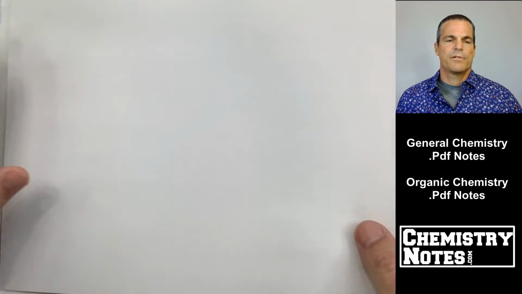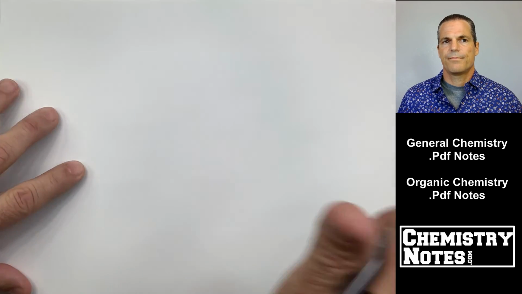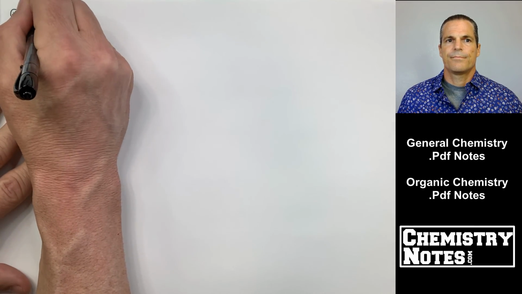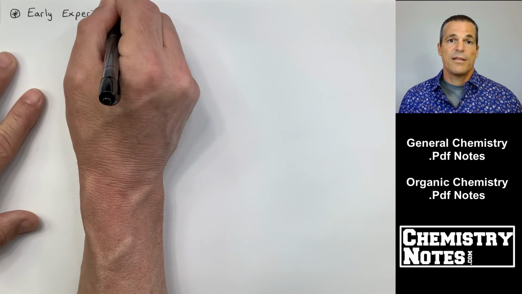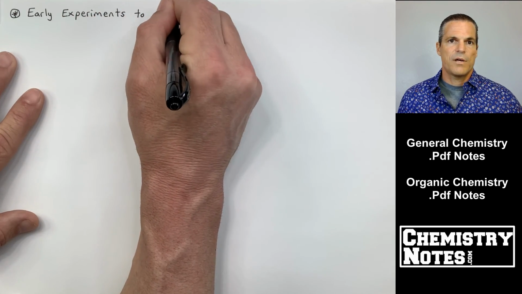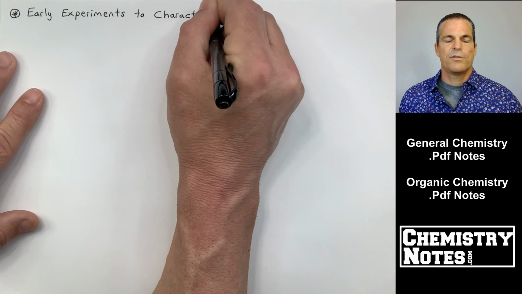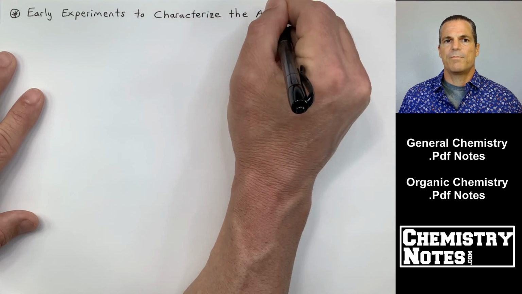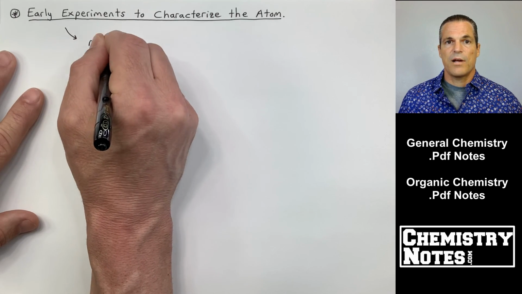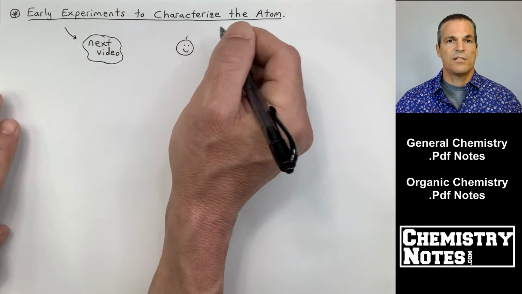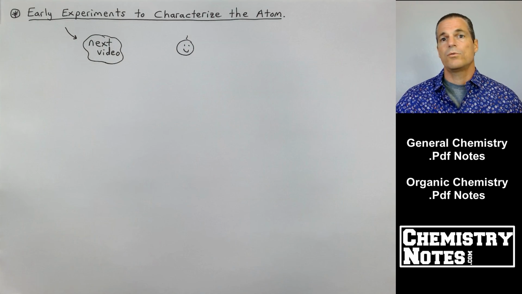Okay, so let's move to a new page here. And this new page, there's no notes here. I'm just letting you guys know that in our next video, video number 2 for section 2, we're going to talk about some early experiments to characterize the atom. All right, that's coming up next. Stick around. This is section 2, video number 2, coming up next.